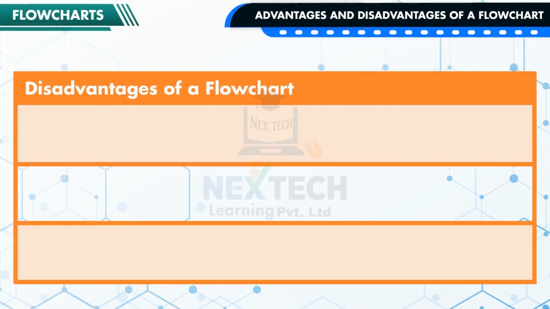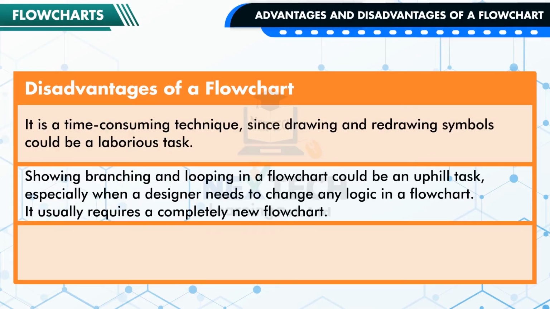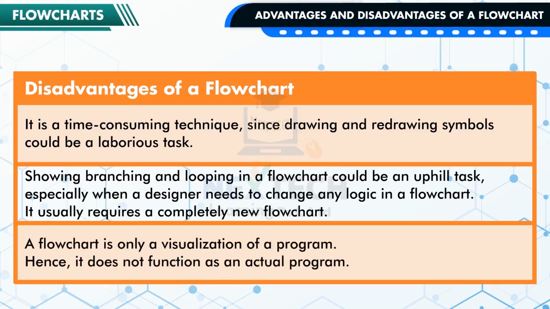Disadvantages of a flowchart. It is a time-consuming technique, since drawing and redrawing symbols could be a laborious task. Showing branching and looping in a flowchart could be an uphill task, especially when a designer needs to change any logic in a flowchart. It usually requires a completely new flowchart. A flowchart is only a visualization of a program. Hence, it does not function as an actual program.